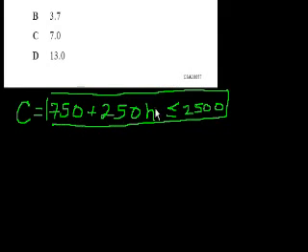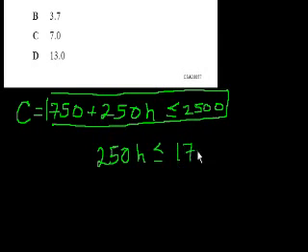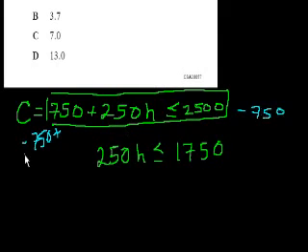So what's the first thing we could do here? We could subtract 750 from both sides. So we get 250 times h is less than or equal to 2,500 minus 750. That's 1,750, because 1,500 minus 750 is 750. I just subtracted 750 from both sides. Minus 750 plus 750 goes to 0, and on the right hand side, 2,500 minus 750 is 1,750.